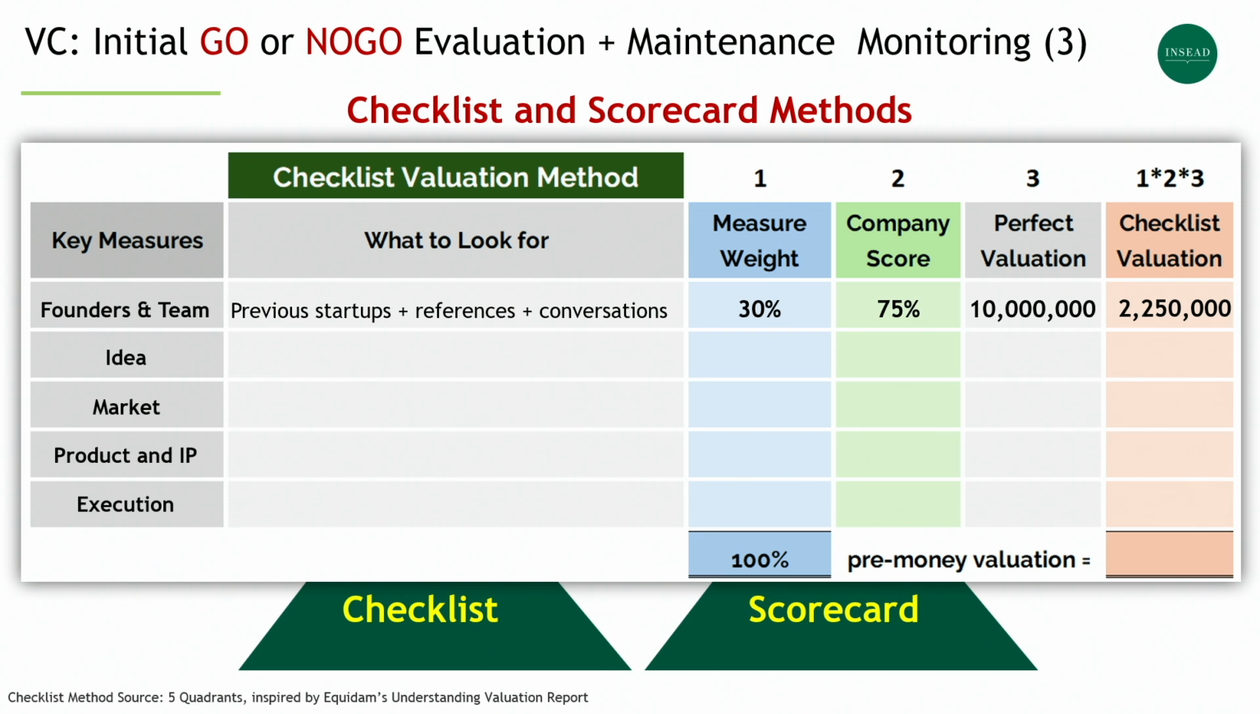There will be further key measures. So for example, I will look at the idea itself. So founder versus idea: are you betting on the jockey or the horse? Different VCs will have different priorities between the two. The market, the product and the IP, and ultimately the execution.